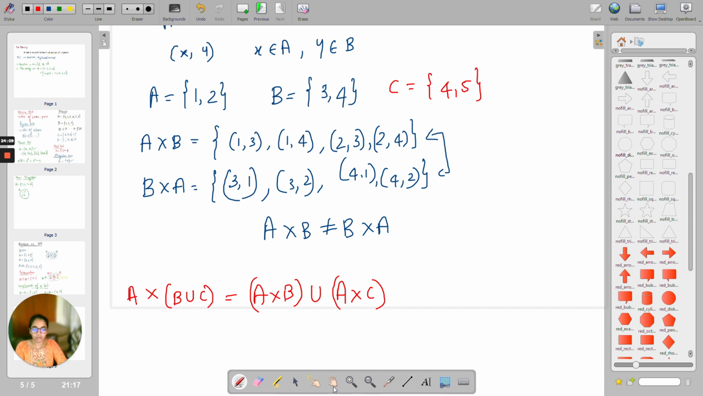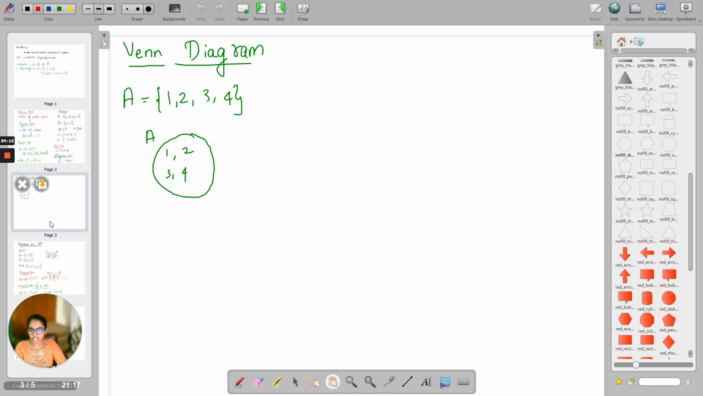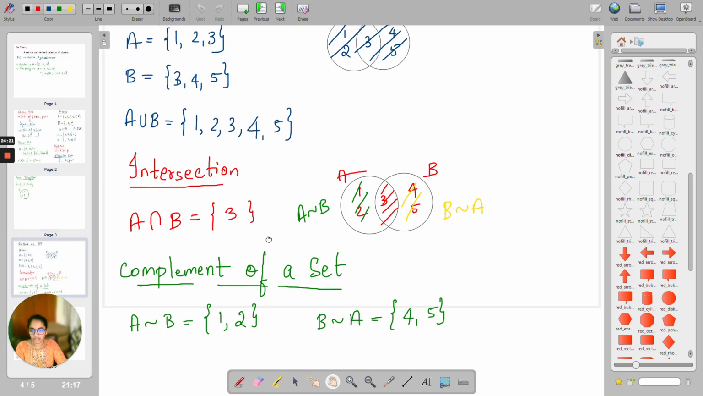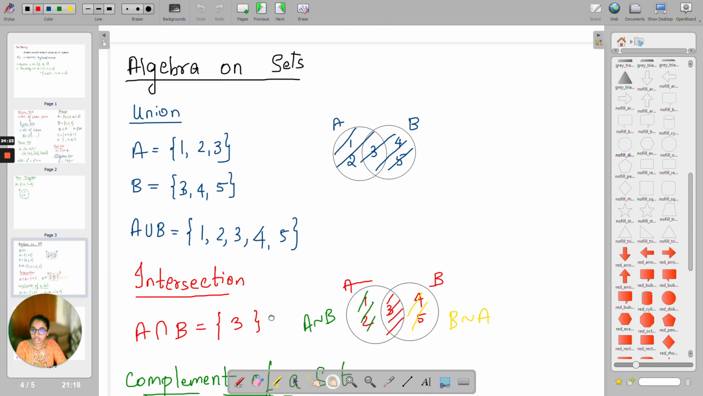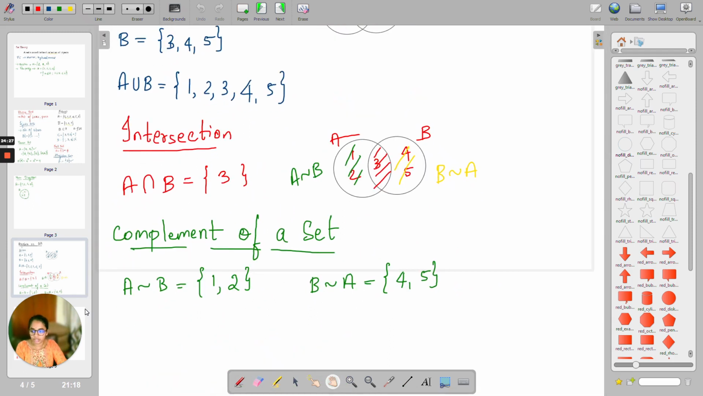Yes. So now what did we study? Again, let me just revise. We studied about Venn diagram, where you represent the elements of a set inside a circle. Yes. And then we studied about algebra on sets, union, intersection and complement. Yes. Later on we studied about the Cartesian product. Okay. So yes, that's it for today. Thank you.